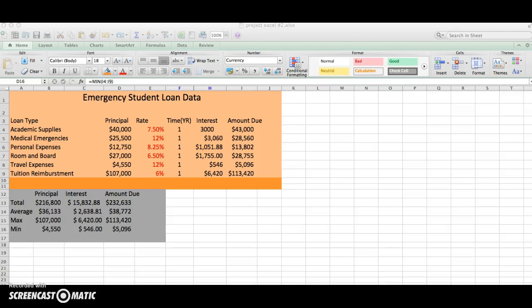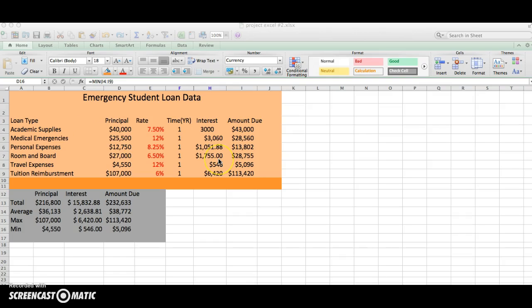So the purpose of the spreadsheet is to provide the interest rate and amount due that the students will have to pay off in 1 year. What I proceeded to do was enter the loan types, which are the academic supplies, medical emergencies, personal expenses, room and board, travel expenses, and tuition reimbursement. We also had to provide the total for each, which was the principal, interest, amount due, also average, max, and minimum. So this is how I proceeded to create my spreadsheet.